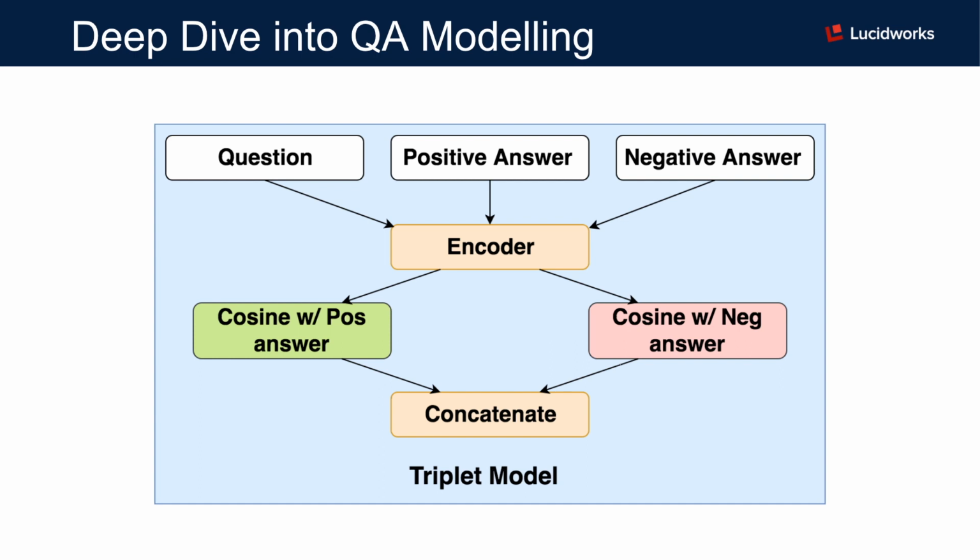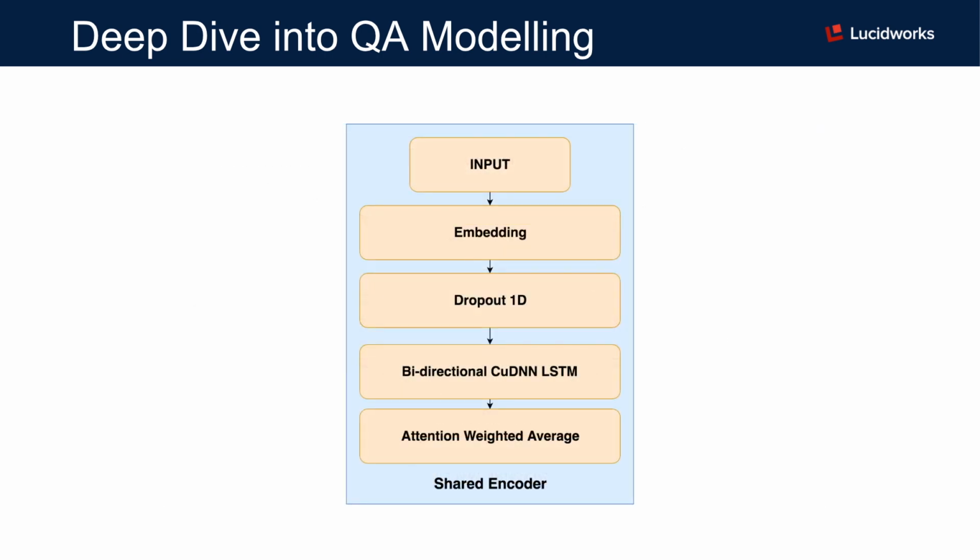The idea behind that is to help the neural network learn how to map questions and relevant answers as close as possible to each other, but questions and irrelevant answers as far as possible from each other in the same vector space. Here is how our shared DNN encoder looks.